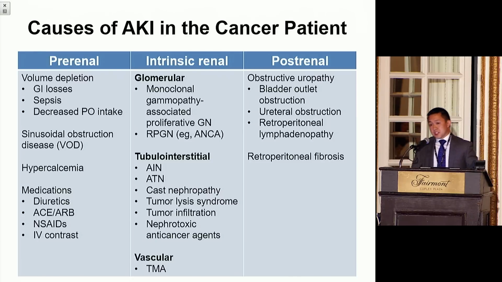So there are many different causes of AKI in the cancer population. We can categorize these causes very similarly to how we do in the general population into pre-renal, intrinsic renal, and post-renal causes. And you can see here that many of these causes are actually similar to the causes of AKI in the general population: hypovolemia, medications, ATN. But you can also see that there are a variety of causes that are specific to the cancer population. And I hope to be able to highlight some of the more common ones in the cases that we present in the slides to come.